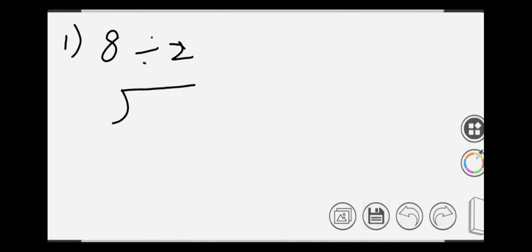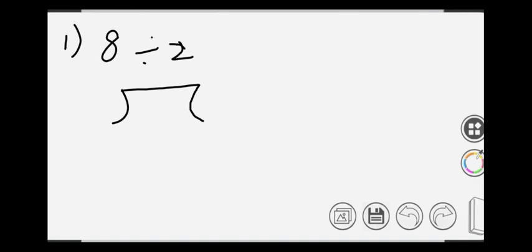So let's start. First let us divide a 1 digit number by a 1 digit number. For that let us take 8 divided by 2. Since we are using the long division method, the first step is to make a division home. This will be needed to divide the numbers.